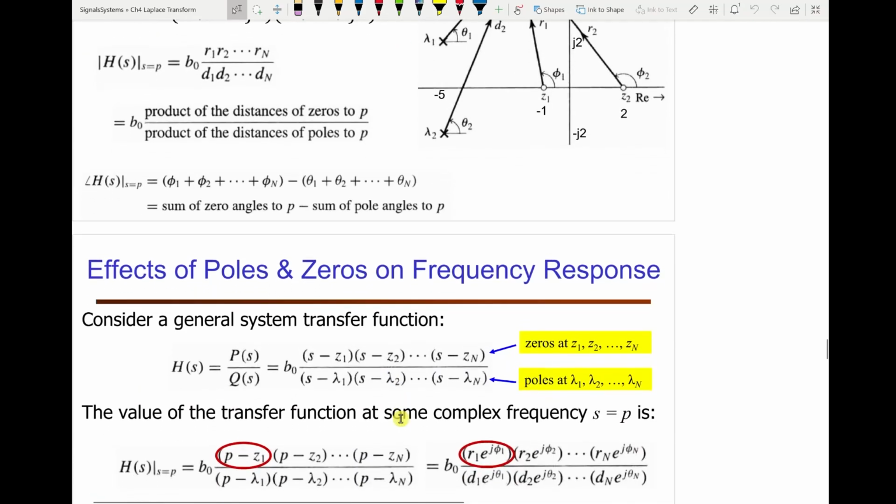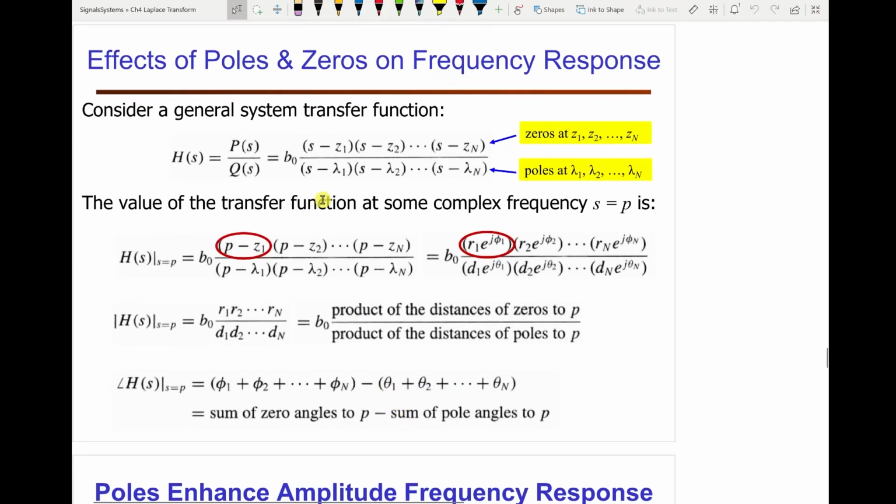In general, it doesn't matter how big your system is. Your system could be of n order. So H of s, you can factor out the numerator to find the zeros, and you factor out the denominator to find the poles. And sometimes, depending on the amplification, you may have a constant here if you need specific amplification. And then if you want to know the system response to a specific frequency, you plug for s that frequency, and then each term here will be a vector. You can express it in polar form, magnitude and phase.